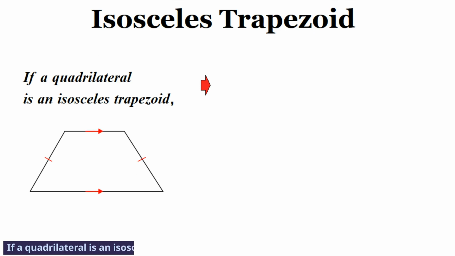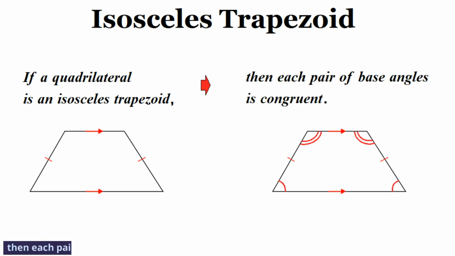If a quadrilateral is an isosceles trapezoid, then each pair of base angles is congruent. Let's prove this.